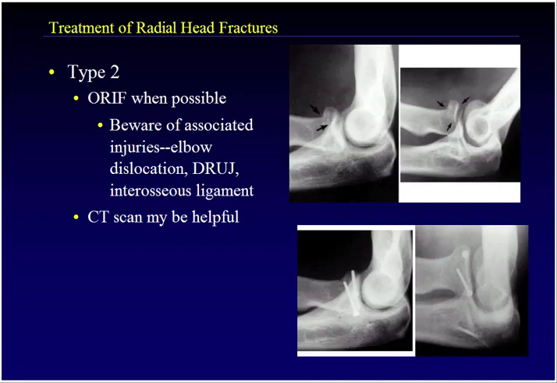For type 2, you want to fix the radial head and/or the radial neck when possible. Beware of associated injuries, either elbow dislocations, distal radioulnar joint injuries, or damage to the interosseous ligament. A CT scan can be helpful. Typically, the simple type 2 radial head fractures can be very effectively managed with screw fixation of the radial head fragment, as you see in these radiographs here.